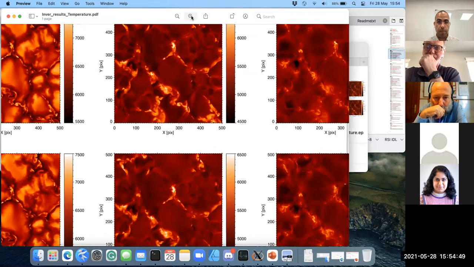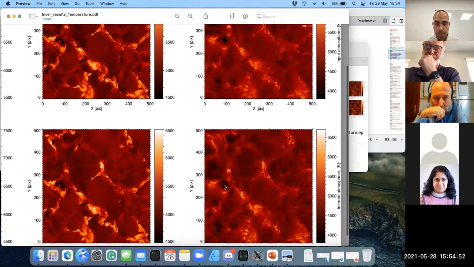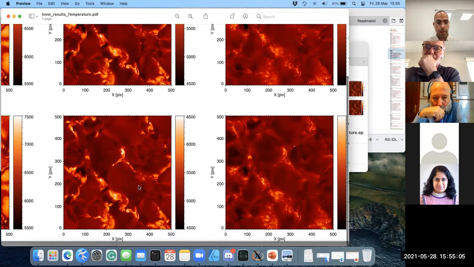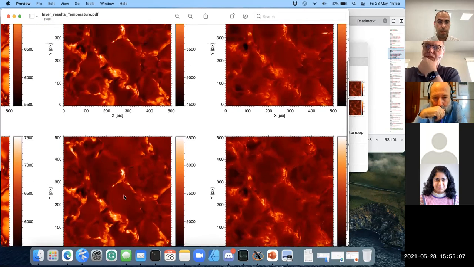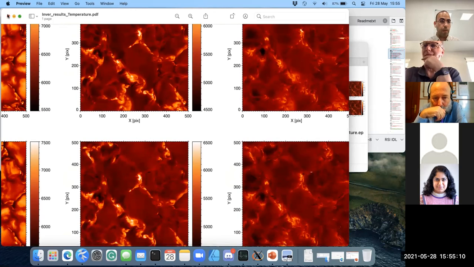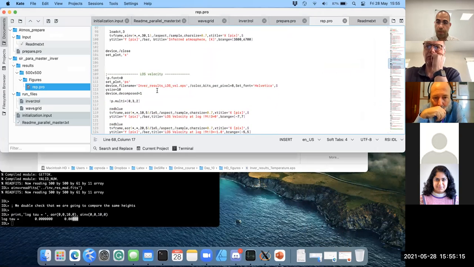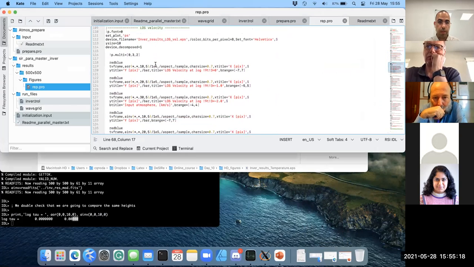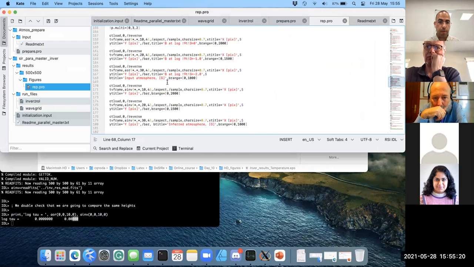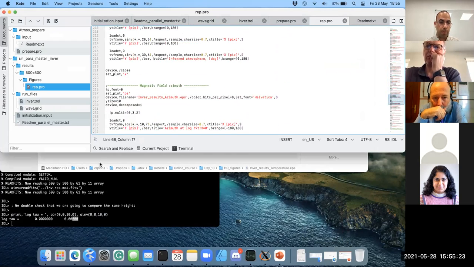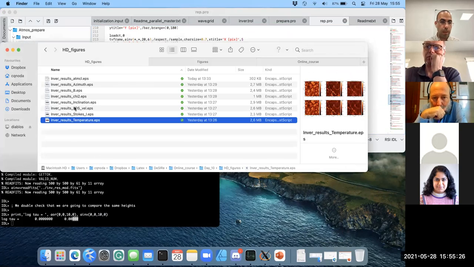As before, there are some cases where this one is not as good as this one, and then we have some pixels like this here that look a bit weaker or cooler. But in general, the results are really good because these are really small scale features. So it's working well. Okay, and then the idea is that I repeat the same for the rest of parameters: line of sight velocity, field strength, inclination, and azimuth. I will just go through them relatively quickly.